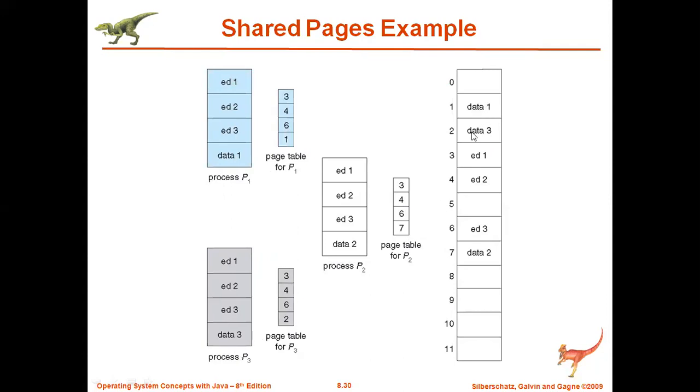How they get shared here, just check. See here, the page table of P1 we will check first. In the third frame, what is there? ED1. So process 1's first page is stored in the third frame, then process 1's ED2 is stored in the fourth frame, and process 1's ED3 is stored in the sixth frame. Like this, let's come to the second process. The second process goes to the third frame, ED1. This ED1 belongs to process P2. Then in the fourth frame, ED2 belongs to the second process.